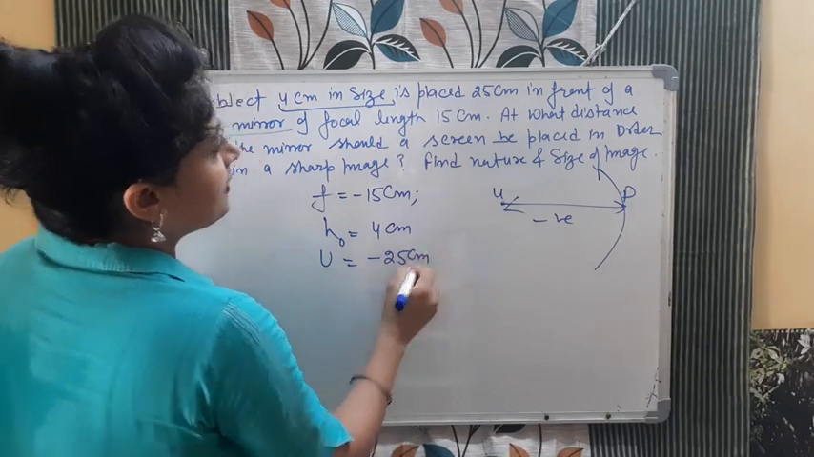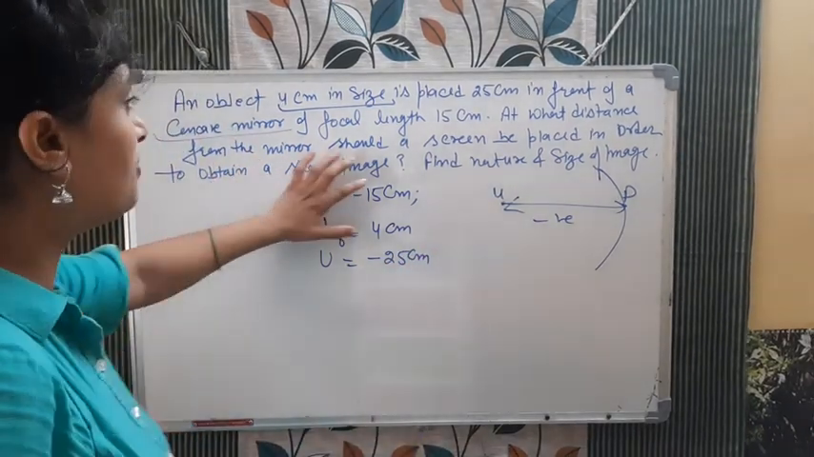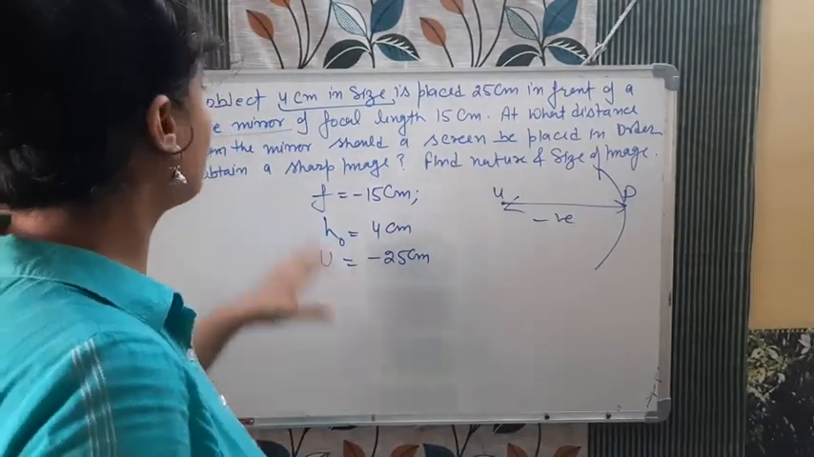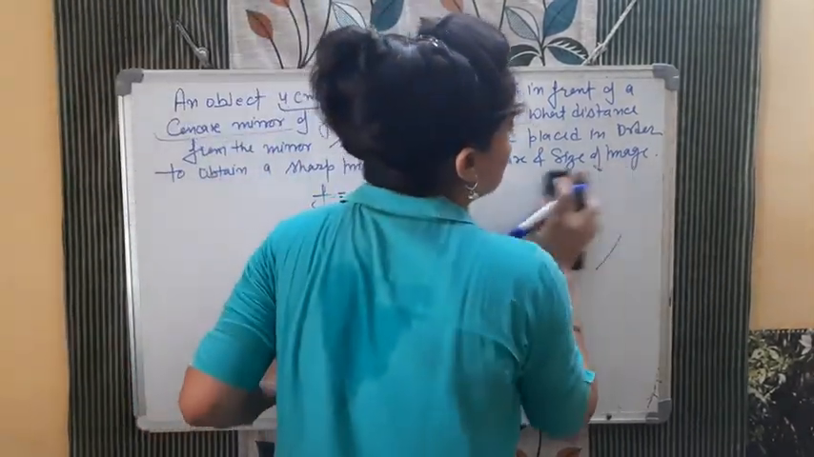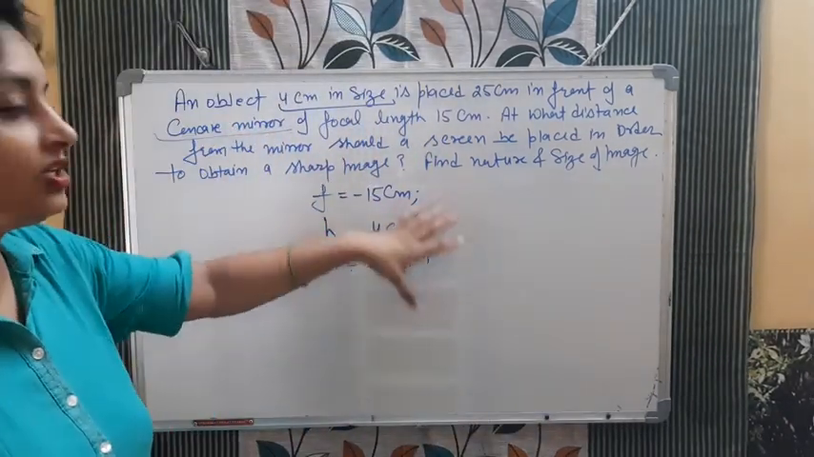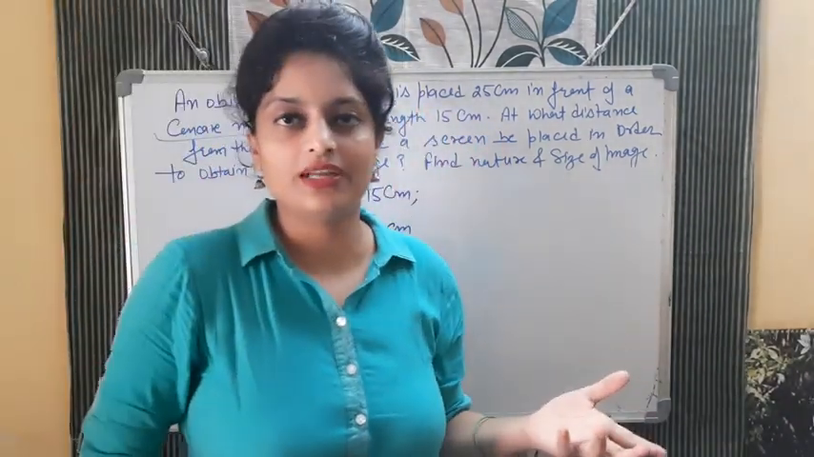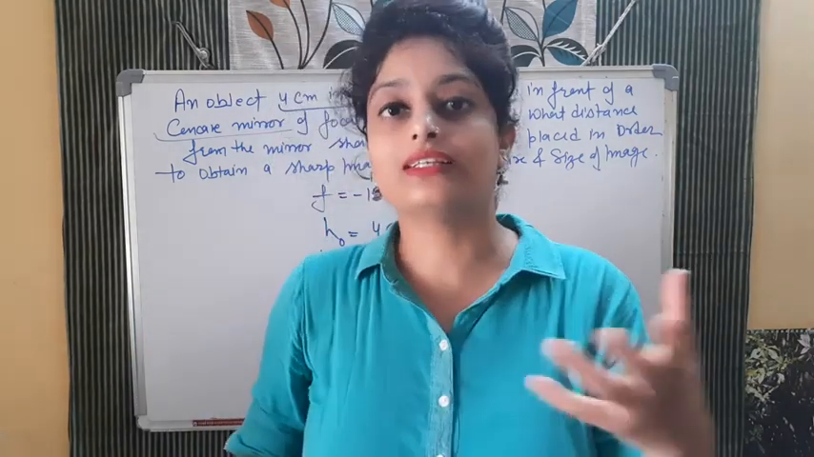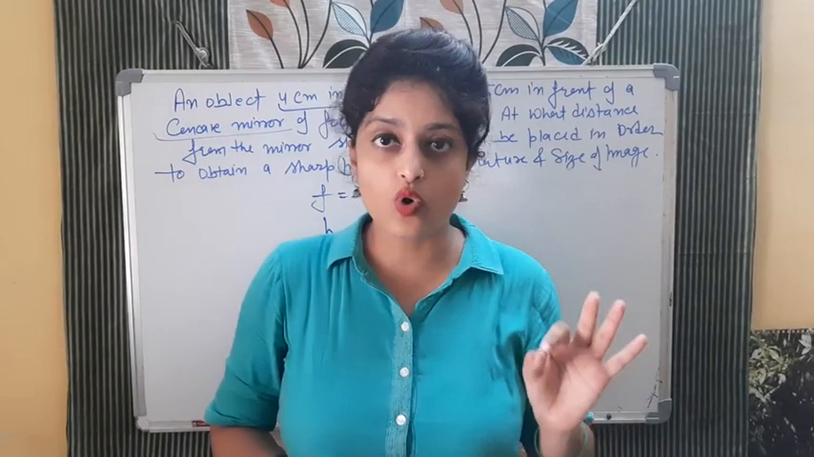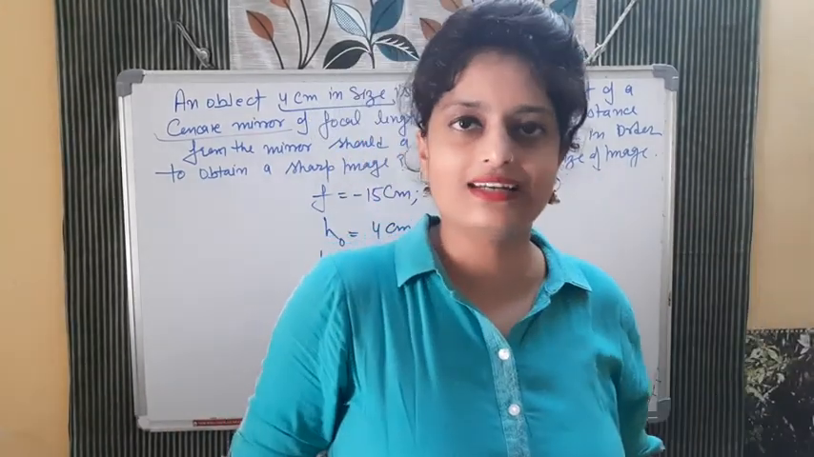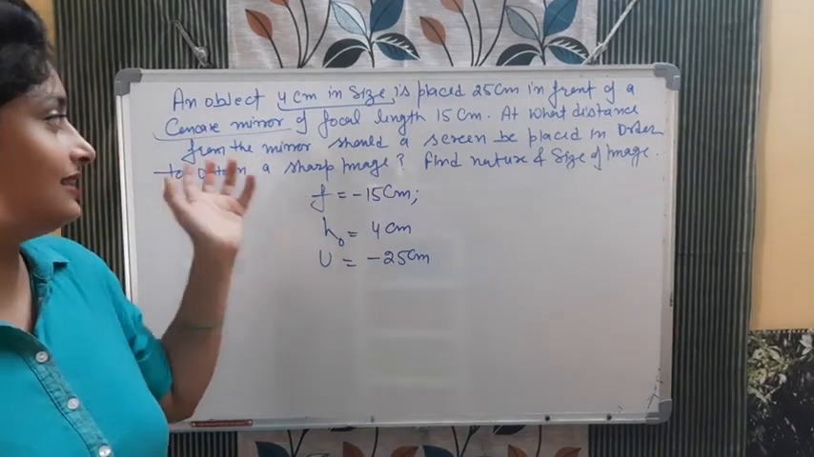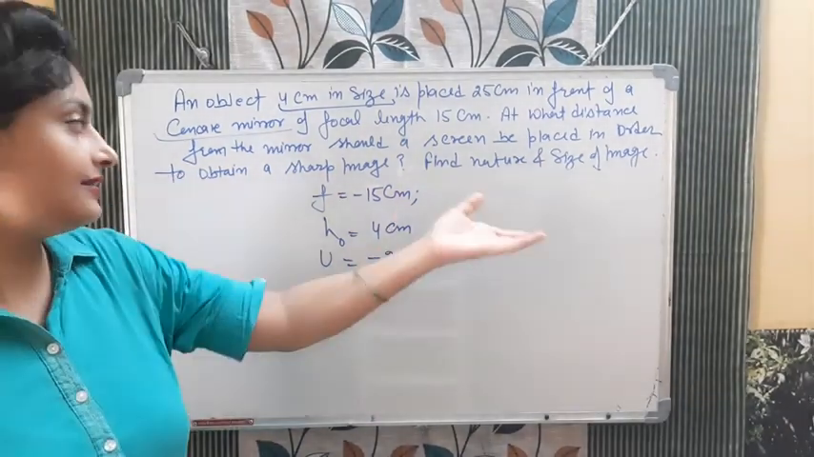That is given. At what distance from the mirror should a screen be placed in order to obtain a sharp image? सबसे पहले बच्चा क्वेश्चन क्या है? We need to find out the image. We need to find out the distance of the image and we need to take it on the screen. Screen के ऊपर कौन सा image आता है? That is real. Always real image we can take on the screen, not the virtual one. Okay. So first thing, it is clear that the image will be real and inverted and in the left sides.